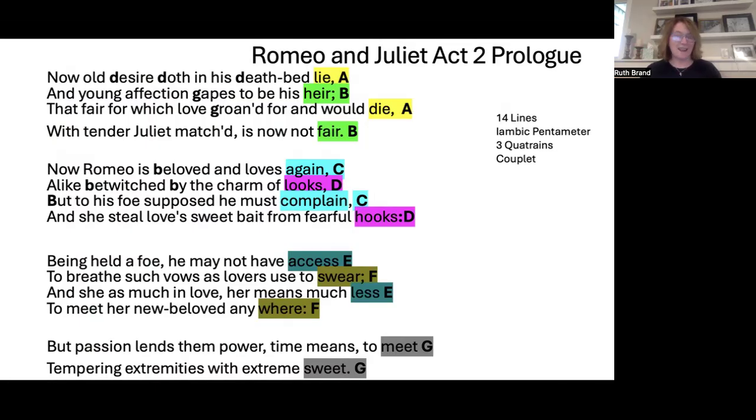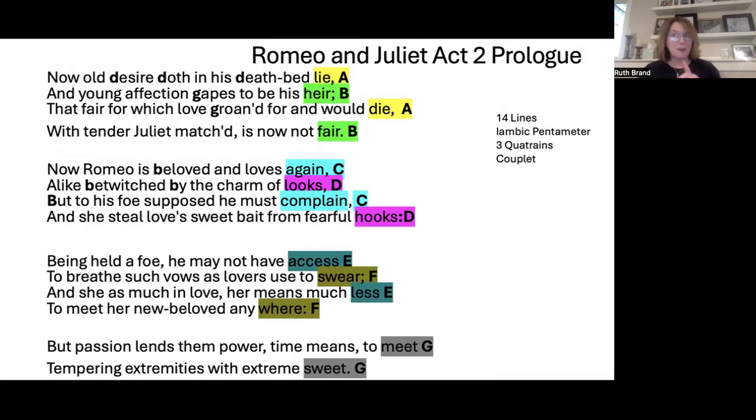He would do anything for her love. But that's over. I mean, that was like yesterday, right? That's old news. And now Juliet has taken the place. So the fair for which love groaned for and would die, take note of that, he would die for Rosaline, with tender Juliet matched, is now not fair.